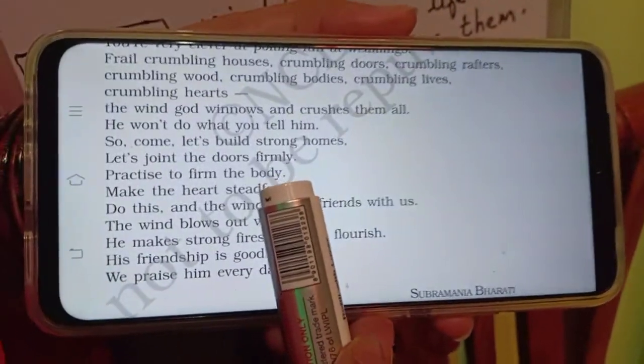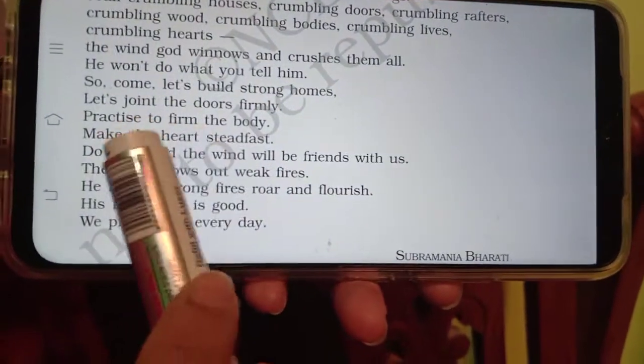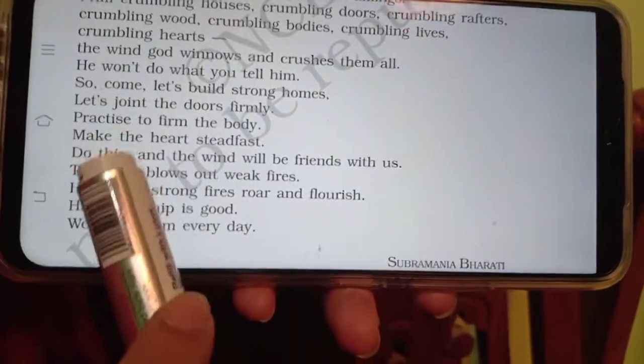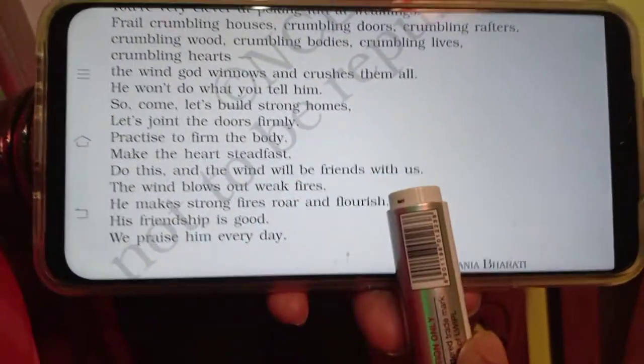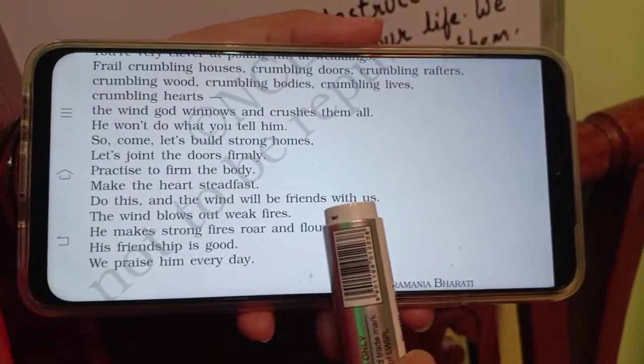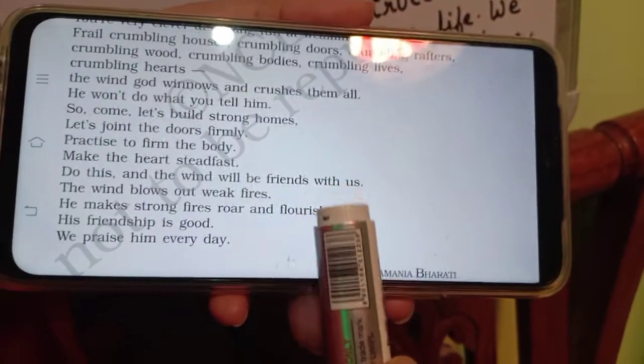It means the poet is saying that you have to be strong if you want to stand the hardships of life. Make the heart steadfast means make your heart very strong. Do this and the wind will be friends with us. Yes, if we are strong, then the wind or the destructive powers or the hardships of our life will become our friends and they will make us more strong.